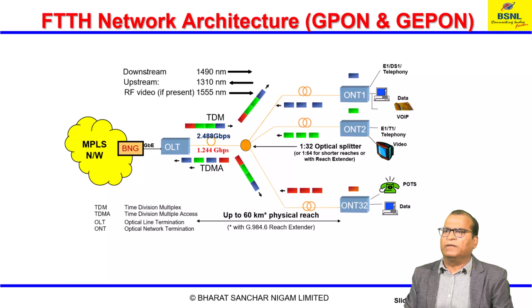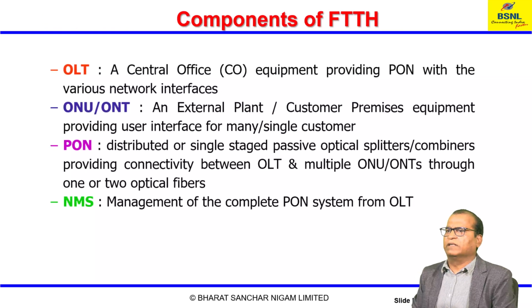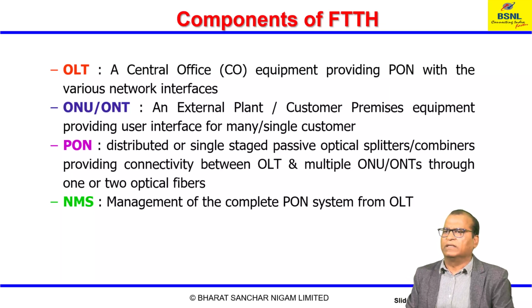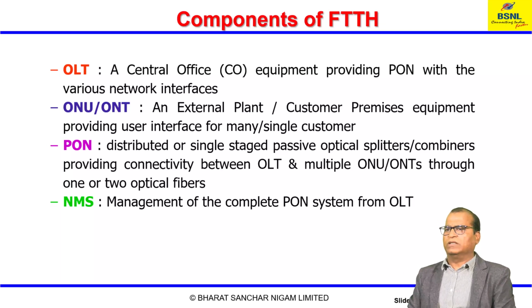So this is the FTTH network architecture. The wavelength plan is the same for both GPON and EPON technology, as both use TDM and TDMA technology. The major components of an FTTH network are the OLT, which is deployed inside the central office; the ONU and ONT, optical network unit and optical network terminal, which will be deployed inside the house or premise; and the PON, the passive optical network, that is basically a splitter which splits the optical energy. And the NMS is used to manage the services, to configure services, and for localization, etc.